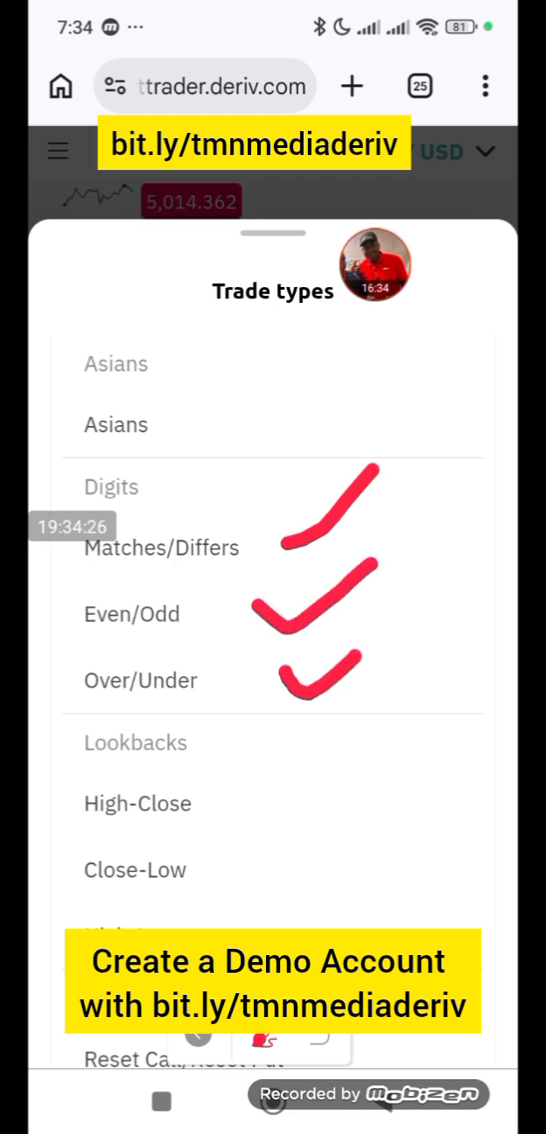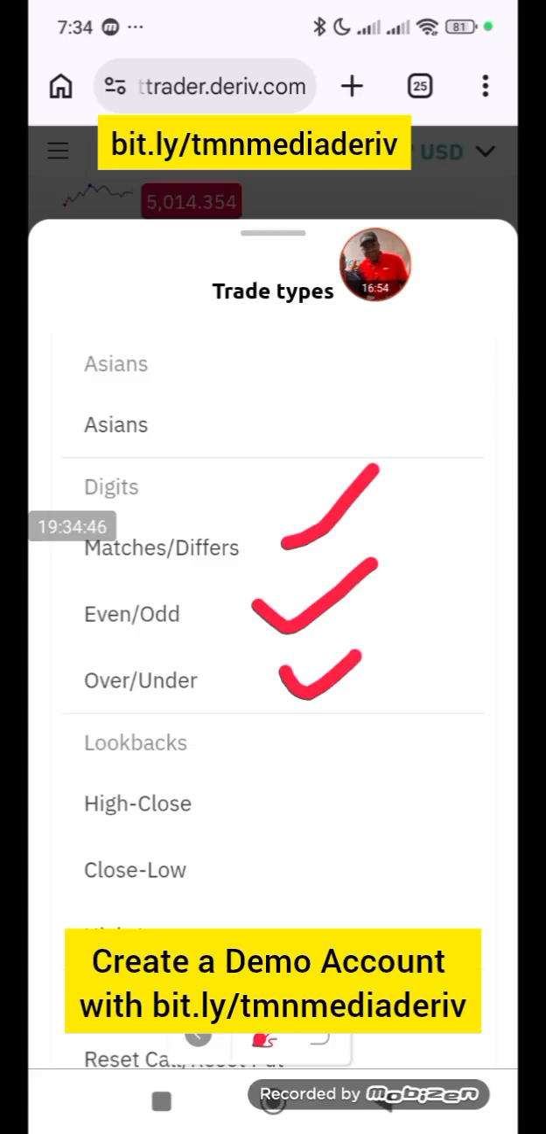What this means, they are very simple things. There are plenty of other ones. I'm not going to be able to go over all of them, but I'm trying to explain to you so that you understand that there are several options you can trade on the platform.